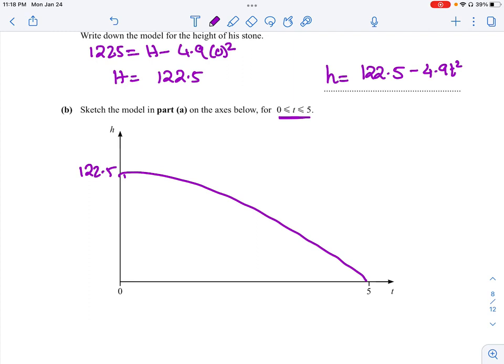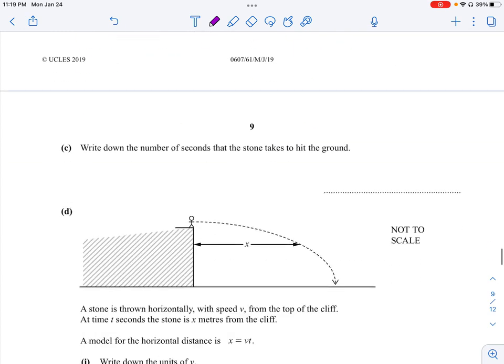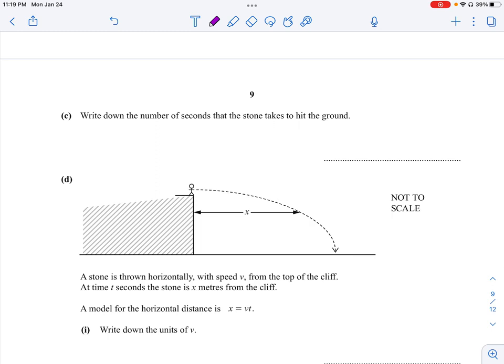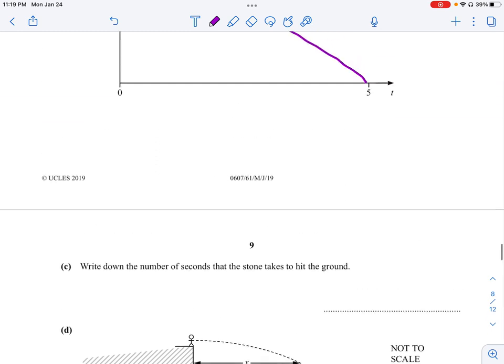So next one, write down the number of seconds that the stone takes to hit the ground. It is hitting the ground at 5 seconds. So the number of seconds is going to be 5.